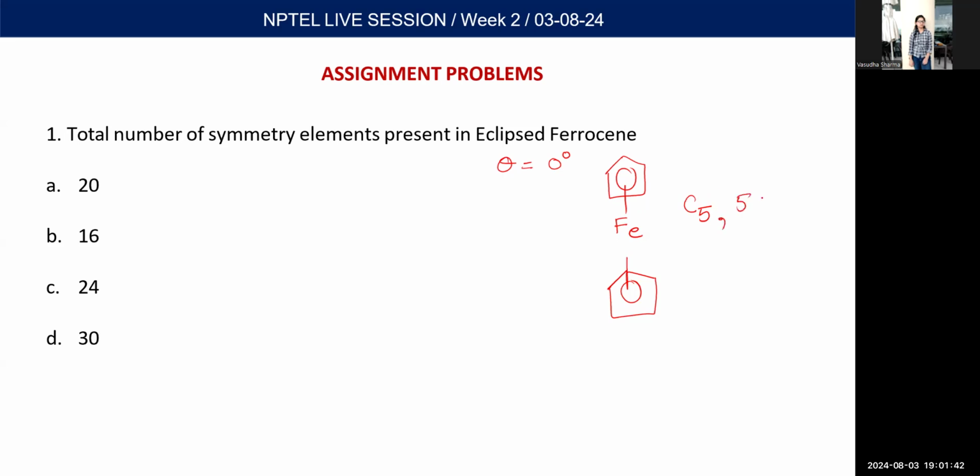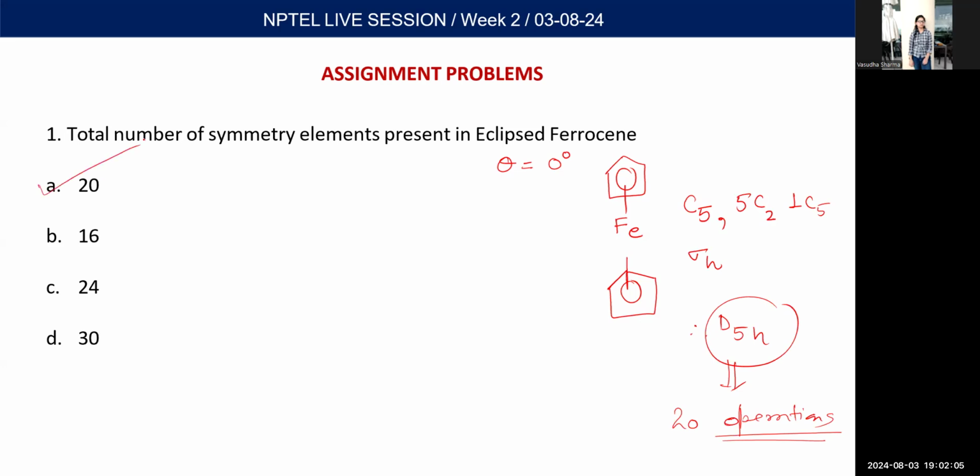Corresponding to that, there are also 5 C2s perpendicular to your C5. And since it also has sigma h, we don't need to find anything further. So this corresponds to D5h, and D5h has a total of 20 operations. You can count them and find out by yourself, because S5 also exists. So what is the number of S5s present over here?